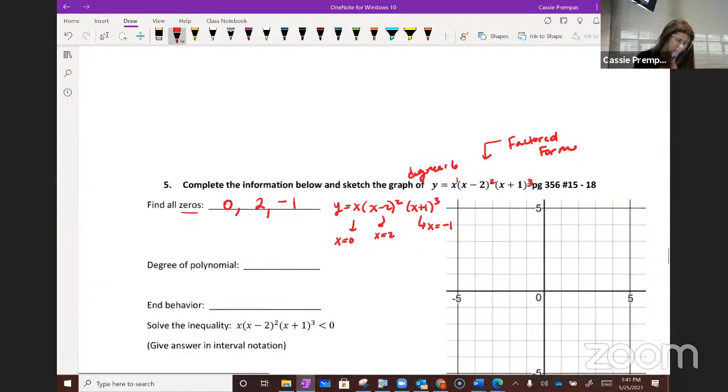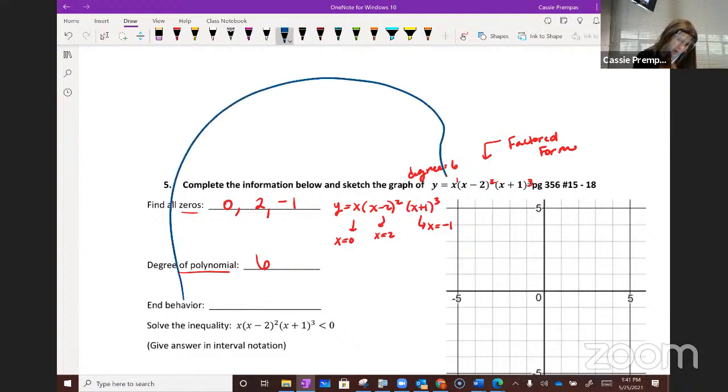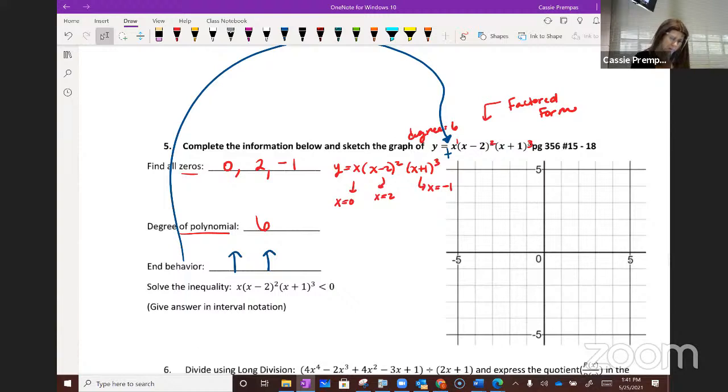You guys answered. The degree of the polynomial is 6. What would the end behavior be then? Do we have a positive leading coefficient or a negative? Positive. So how are the ends going to face? Up, up. Awesome. So let's go ahead and plot those zeros: 0, 2, -1, and it's going to end up and up.